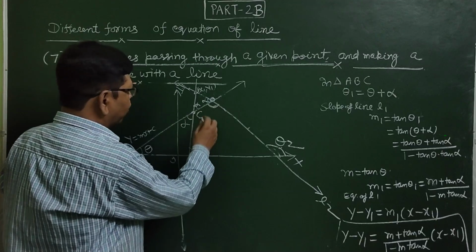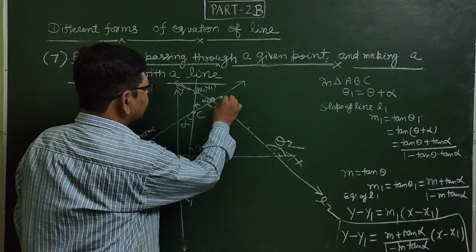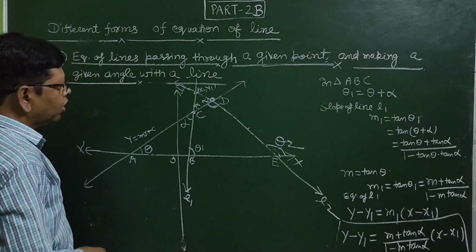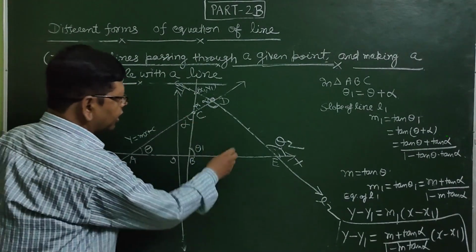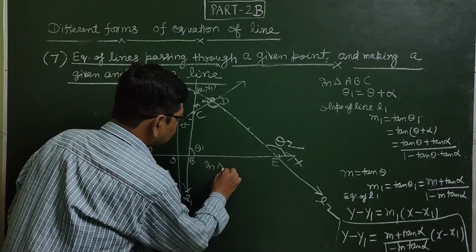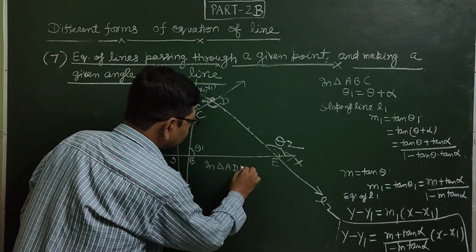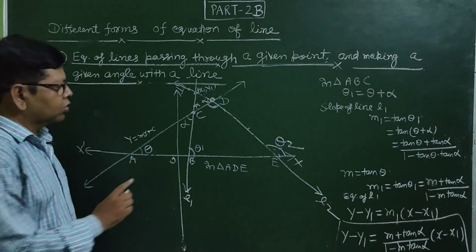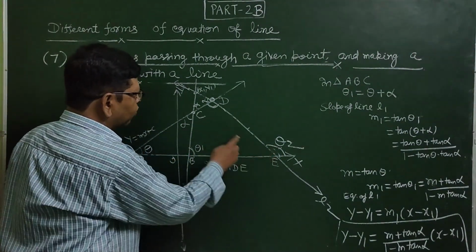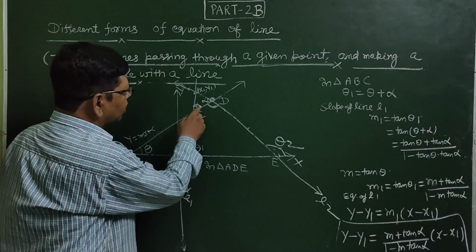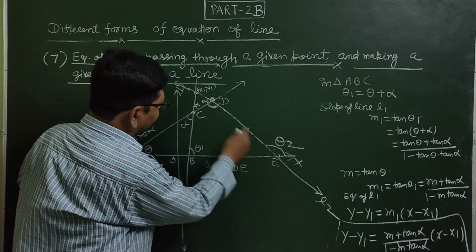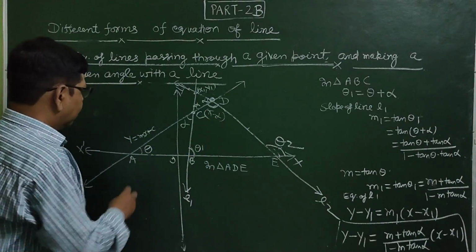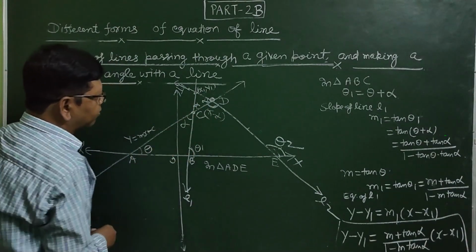So let us name these points as D and E. Now in triangle ADE, this theta 2 is the exterior angle. So theta 2 will be equal to the sum of the interior opposite angles. Here this angle is alpha and this is a straight line. So this angle will be pi minus alpha. Angle ADE is equal to pi minus alpha.